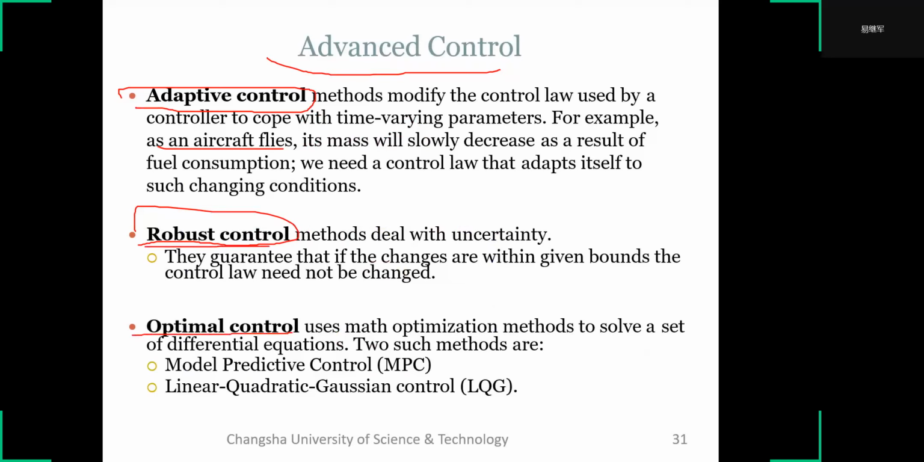Optimal control uses mathematical optimization methods to solve a set of differential equations. Such methods include model predictive control and linear quadratic Gaussian control. Optimal control uses optimization methods to solve the equations and get the optimal solution.